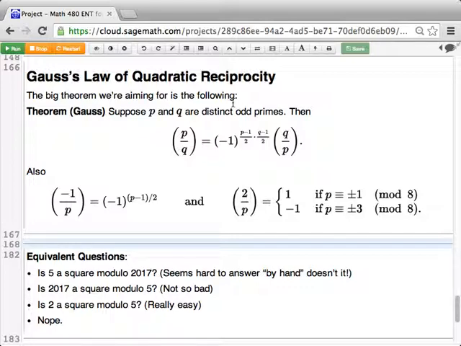So 2017 is not a square mod 5 because you reduce it and get 2, and 2 is not a square. Exactly, yeah. Because whether or not a number is a square mod p just depends on the equivalence class of that number mod p. So you can take that number, reduce it mod p, and it's the same question again.